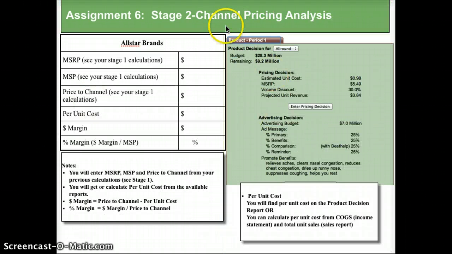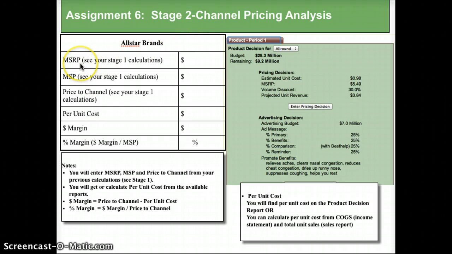Now this next slide is still from exercise 6 in the calculation of gross margin, but this is stage 2, channel pricing analysis. So the first step in this, and this is from the exercise 6 PDF file, you'll notice that that was one where we have this box at the top, and there are 3 boxes at the bottom for drugstore, grocery store, and mass merchandiser. I've separated those into 2 different charts. So first we're going to focus on All-Star brands and doing the calculation of margin just for All-Star overall, okay?